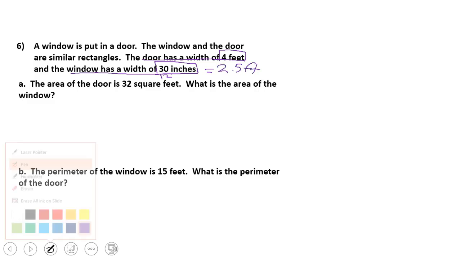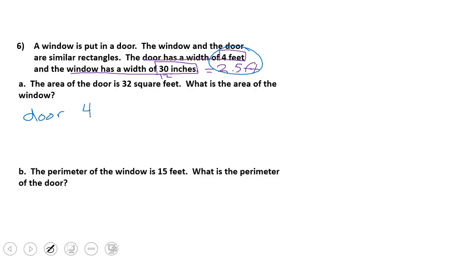So now, the ratio of the corresponding side lengths is written for us. I'll say door is 4 feet to the window is 2.5 feet. Make sense? We could have changed 4 feet into inches and we could have written that ratio that way. Or we could have put the window on top and the door on bottom. Makes no difference.